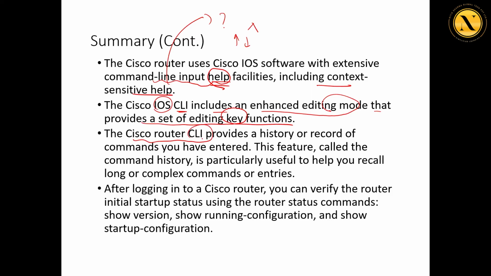Cisco router CLI provides a history. You can give a command, show history, for a record of commands you have entered. This feature, called the command history, is particularly useful to help you recall long or complex commands or entries.